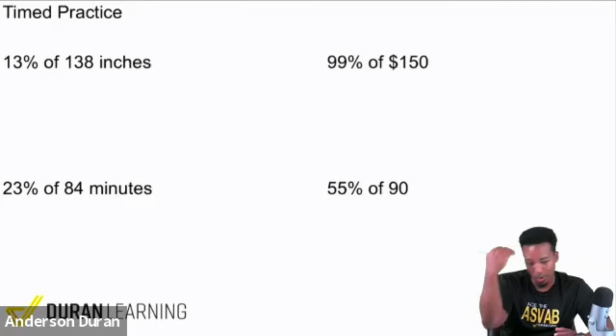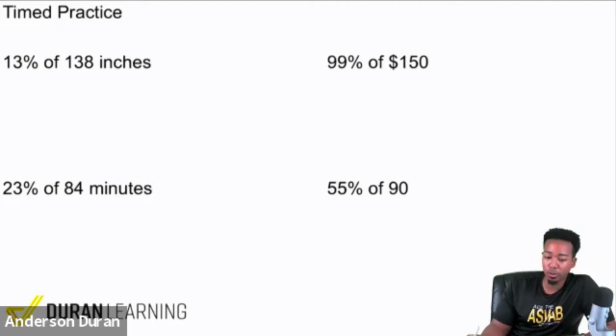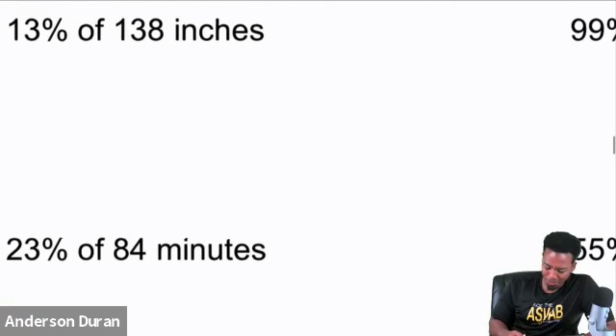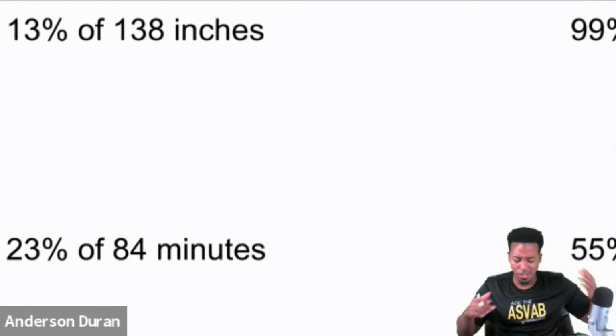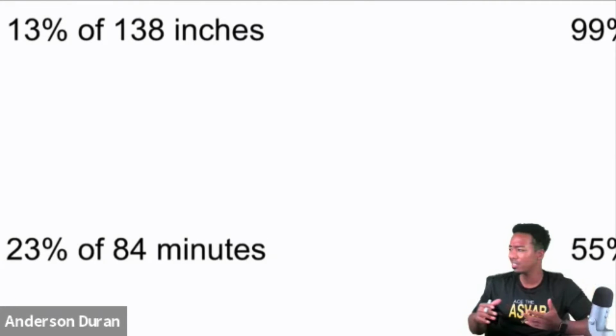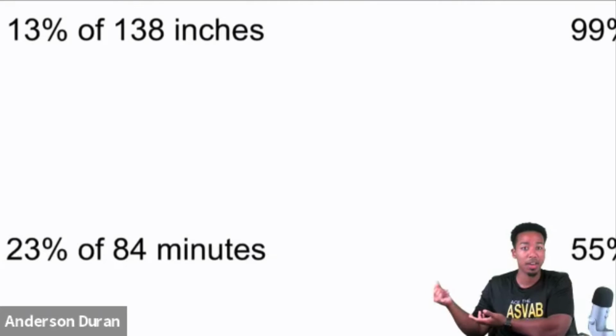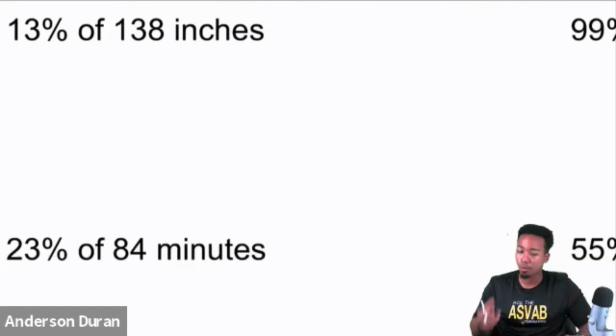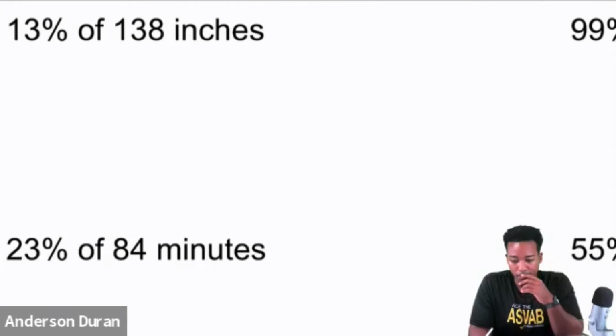So here we go. 13% of 138 inches. Everybody, is there any convenience here that we might want to explore, or do you feel like, yo, just multiply this straight up and do it fast? Which way do you guys feel like? Multiply fast or look for convenience? So we got 2 multiply fast, 3 multiply fast, multiply fast, and I agree.